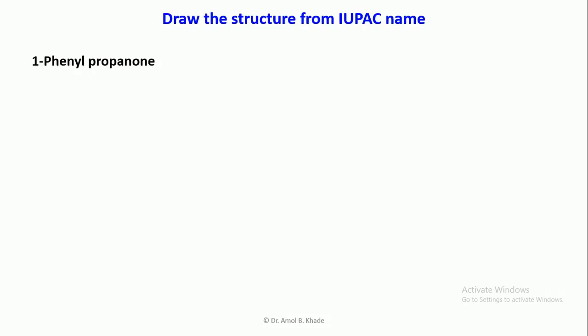Now the next kind of question which can be asked, you will be given the IUPAC name and you are supposed to draw the structure. So it is 1-phenyl propanone. So you know when we have to use the word phenyl, when one substituent is present on the benzene ring. In that case we use phenyl, one of the hydrogens is replaced with some substituent. So it is a propanone. ONE is a word which is used for our keto functionality, right?